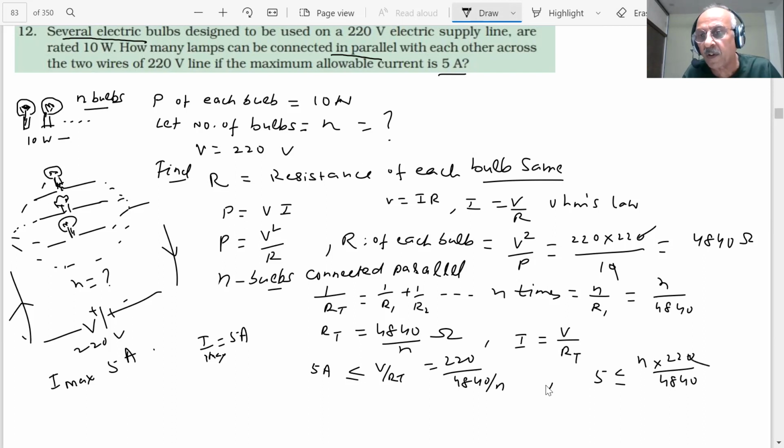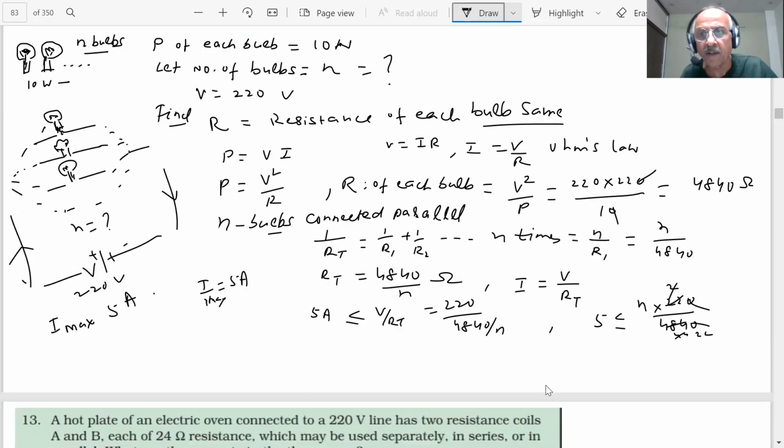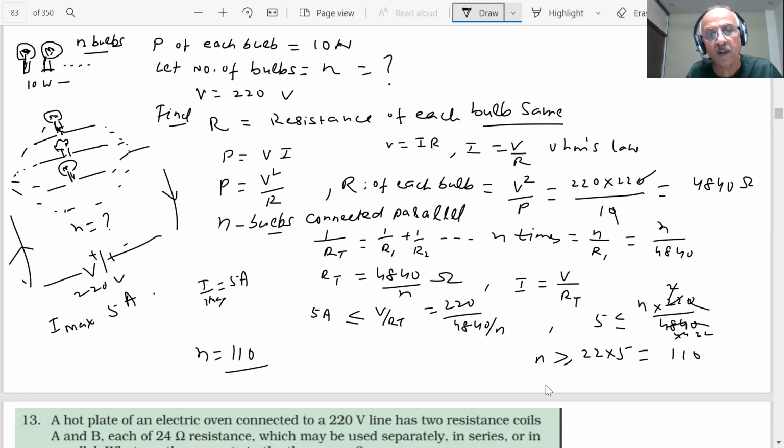How much will it be? This will get cancelled. 11 into 4 is 44, 2 into 22. This means what, student? n is greater than or equal to 22 into 5. How much is it coming? 110. So n is equal to 110 bulbs, student.